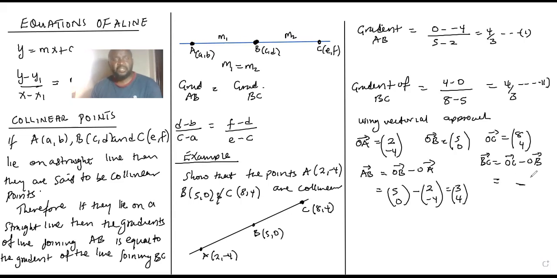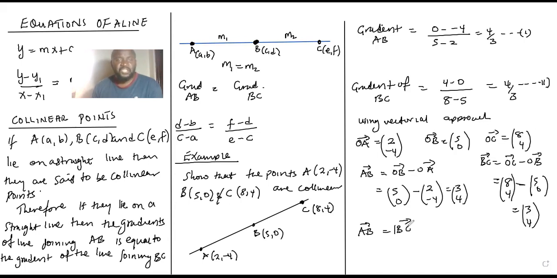So you can show collinearity using the equations of a line, using gradients, then vectors, you show that they have the same direction vector if they are on the same line. So OC is going to be (8, 4) minus (5, 0). This will give us (3, 4). So you see that the direction vector of AB is actually the same as that one of BC.